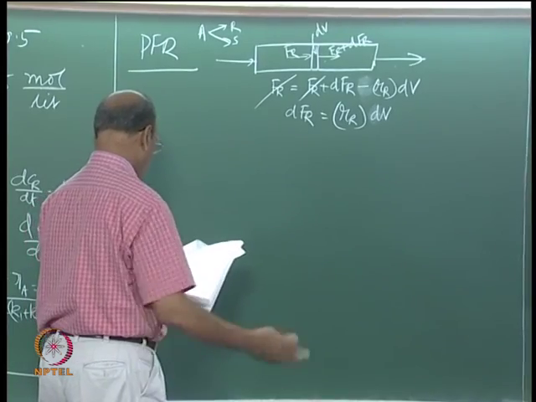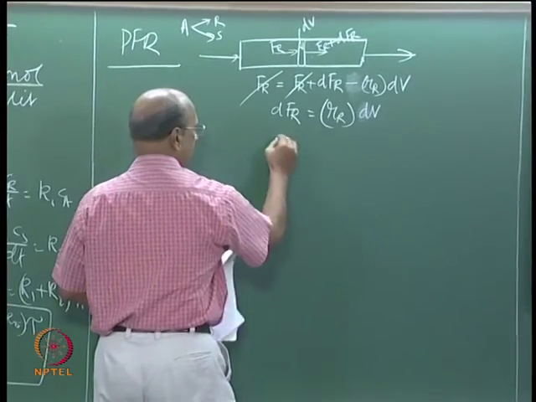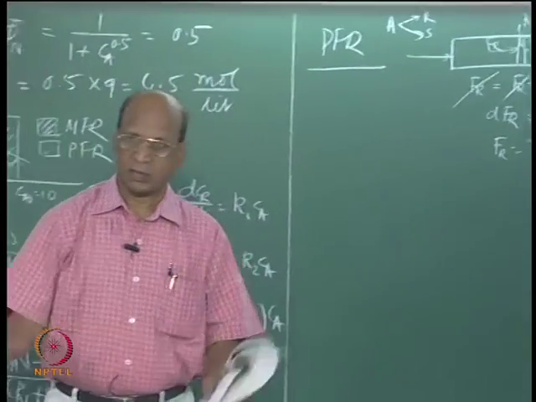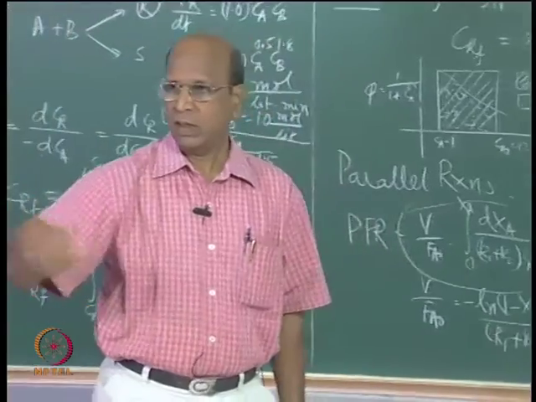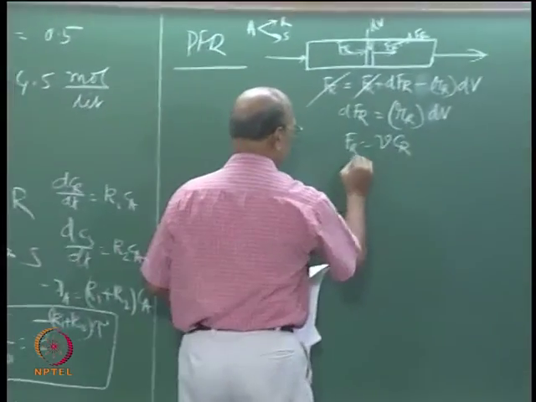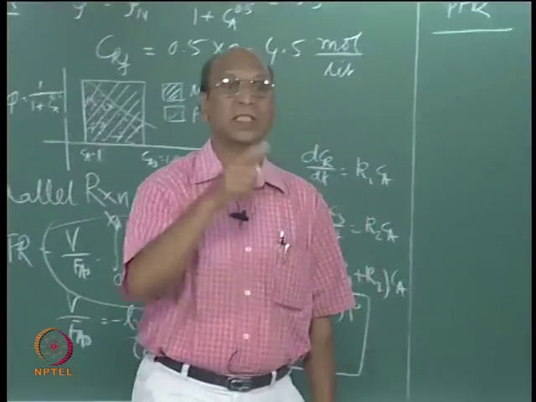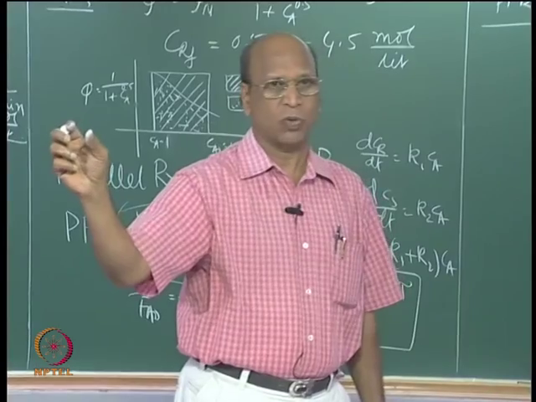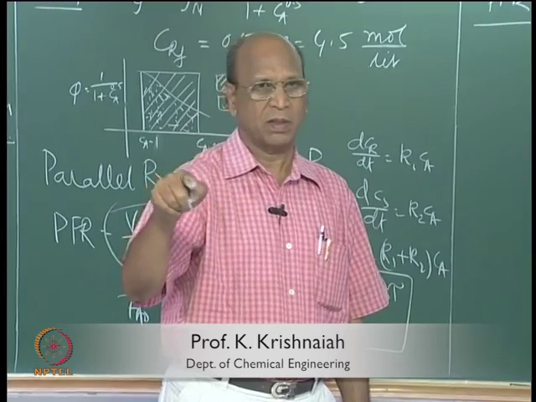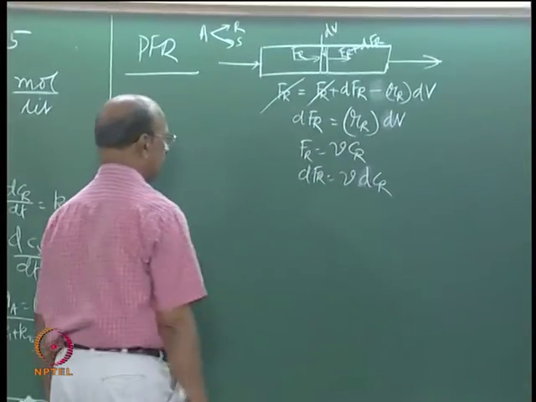Now this also I can convert in terms of our usual expression, because FR also can be written as volumetric flow rate V into concentration CR, correct, no? So, now differentiate this, dFR equal to, we are applying this for a constant density system, that is why V is constant throughout. Otherwise, that also becomes CR into dV plus V into dCR, but that is slightly more complicated. So, this is what we are taking.